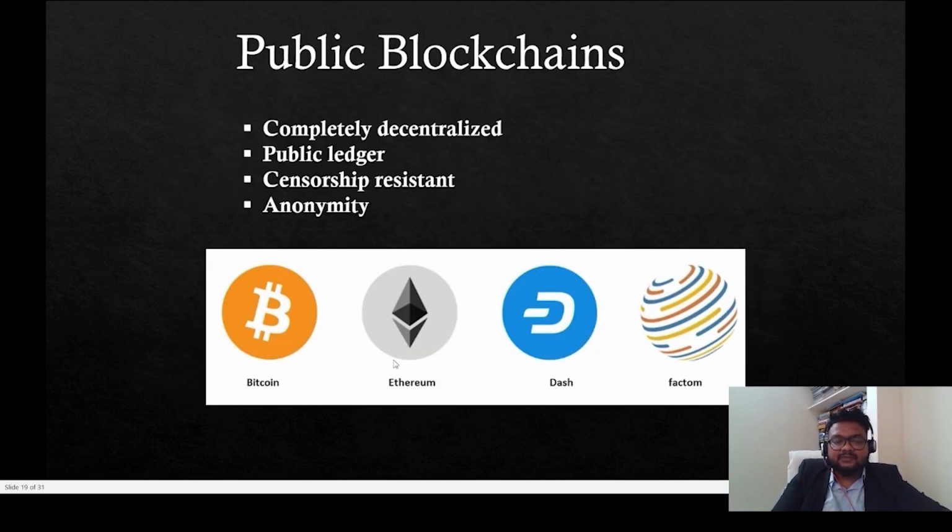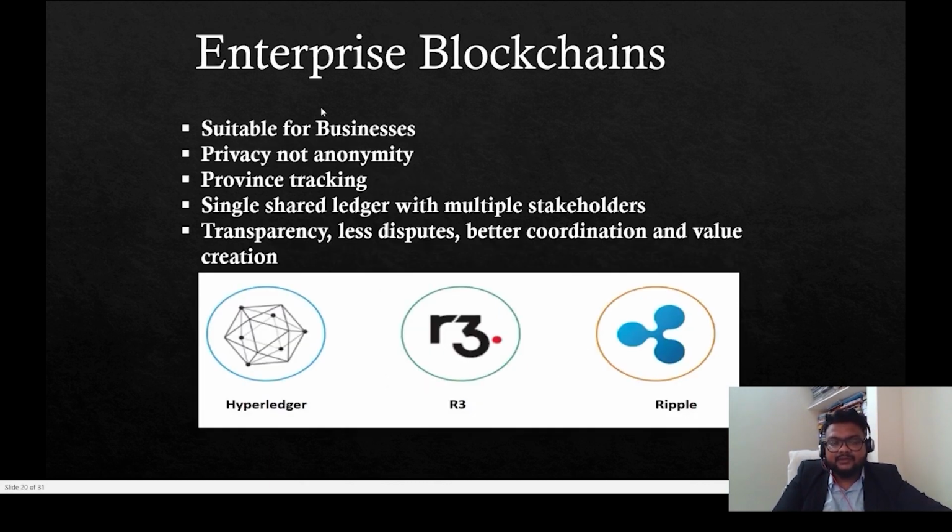So here are a few examples of public blockchains: Bitcoin, Ethereum, DAS, Factom. And here are the attributes of public blockchains. They are completely decentralized. They have a public ledger open to everyone. They're censorship resistant, so nobody can shut them down. People are anonymous. Moving to the next, we have enterprise level blockchains.